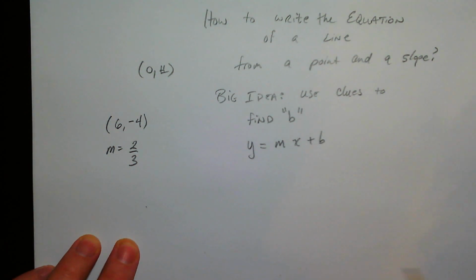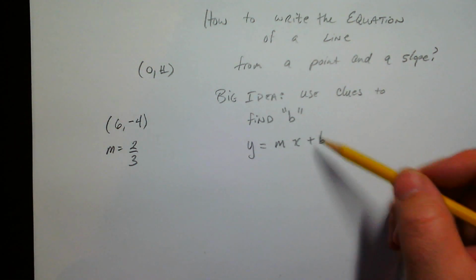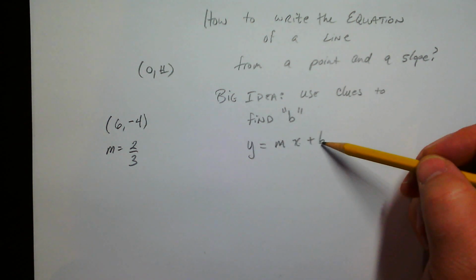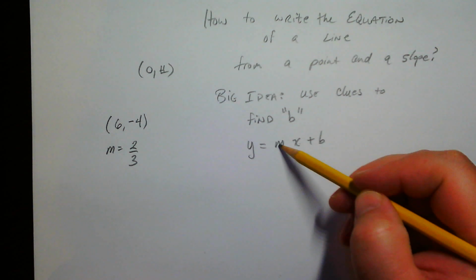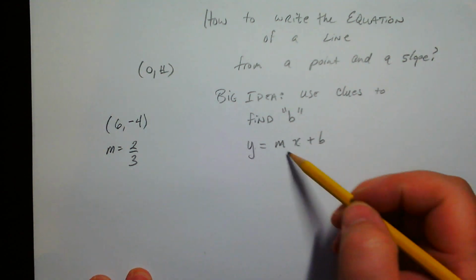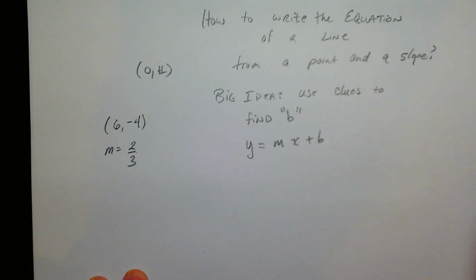So the big idea is this. Your ultimate job, when you're done, is to have y equals a number times x plus another number. If it gives you the slope, that's m. So your job is to find b. What you're going to do is plug in the x and the y it gave you, plug in the slope it gave you, and then solve for b.